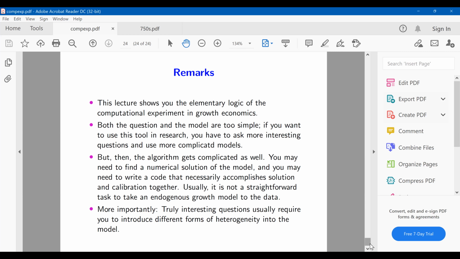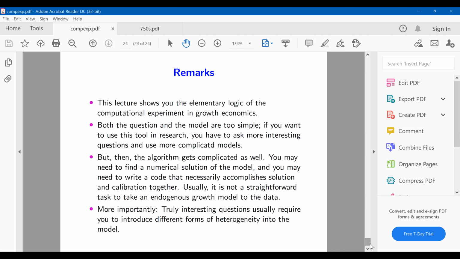In general, it is a hard task to take an endogenous growth model to the data. Even if your model is simple enough, there are some complications when you want to map the model to the data. The most important stuff is this.